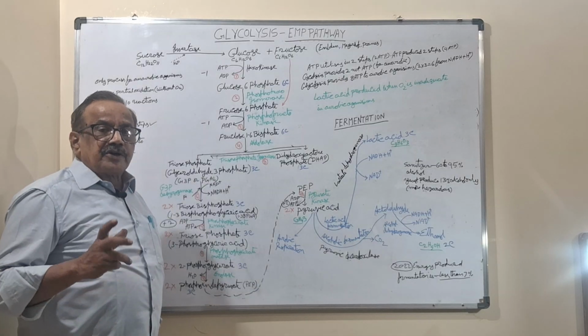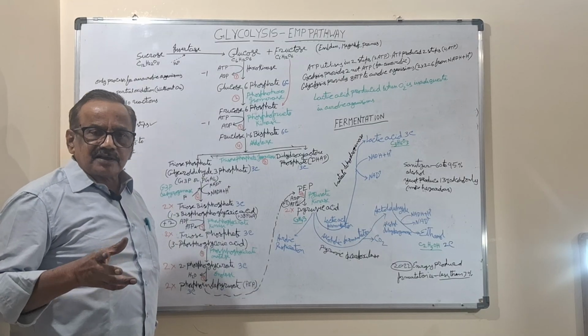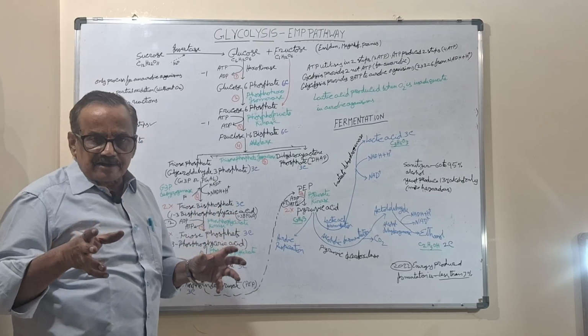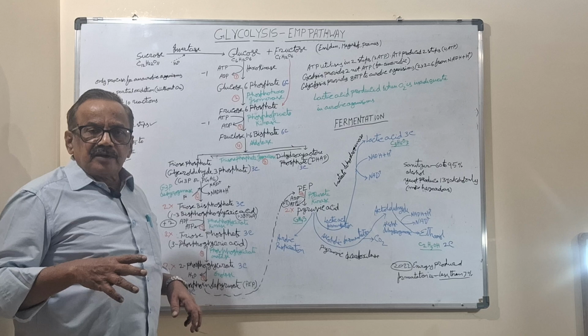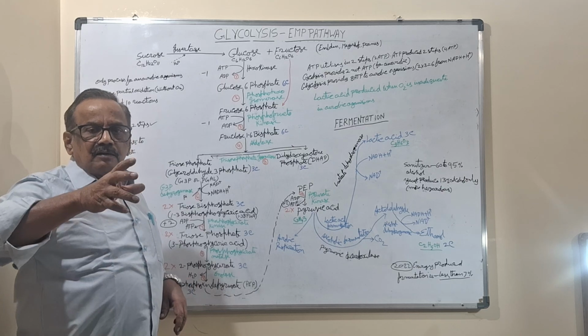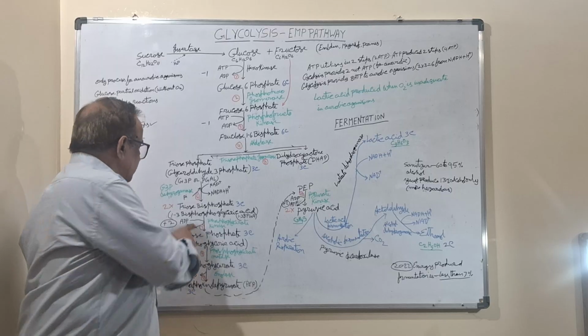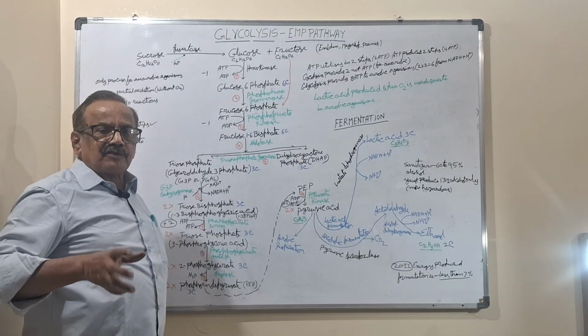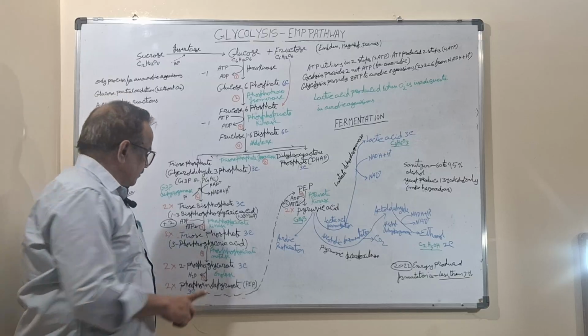It will be mutase. Isomerase and mutase, you should know the difference. Isomerase means the formulas are the same, but the structures are different. But mutase means the structure is the same, only the position of the phosphate will be changed, from 3 position to 2 position. Why is it doing this? It is facilitating a further reaction. So that is the thing.